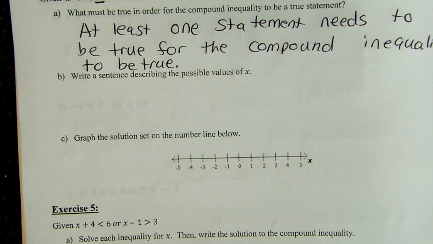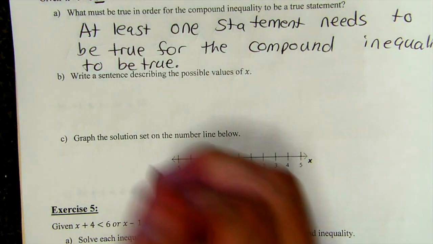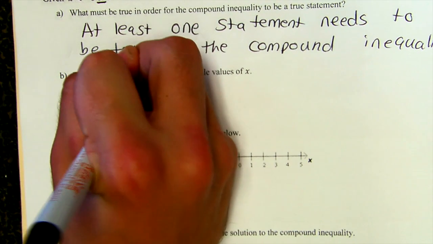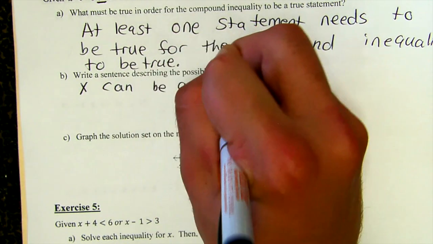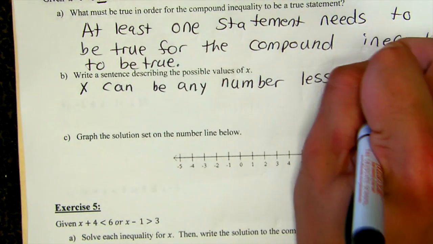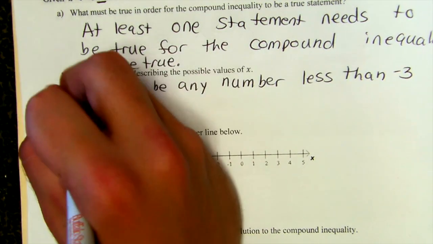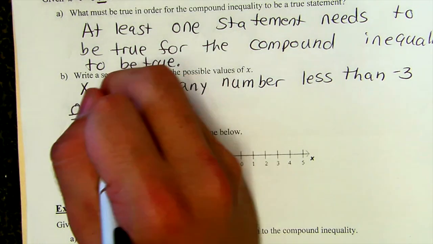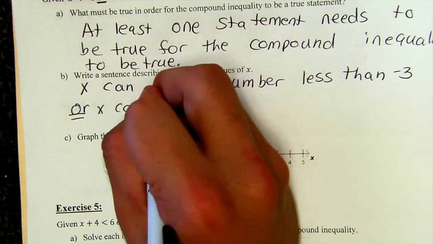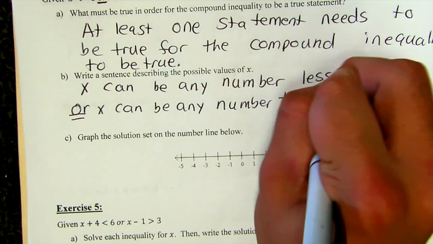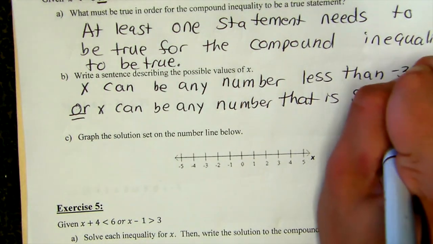So now if we describe the possible values of x, we could say that x can be, if we first look at x is less than -3, any number less than -3, or now we could look at x can be greater than -1, or x can be any number that is greater than -1.